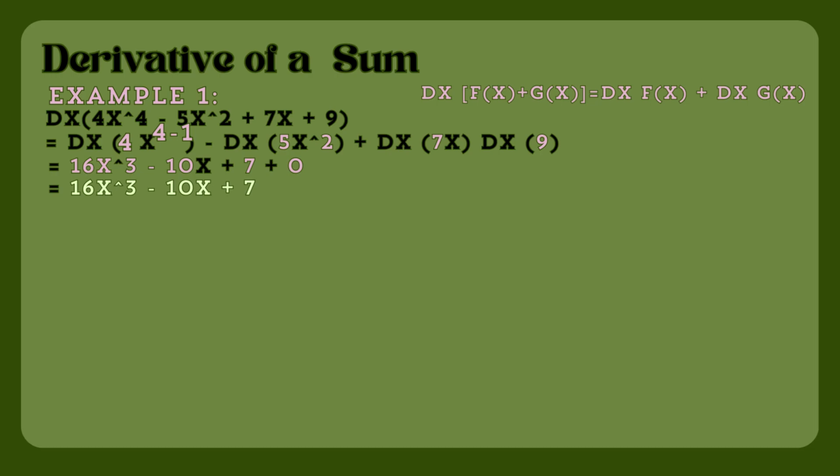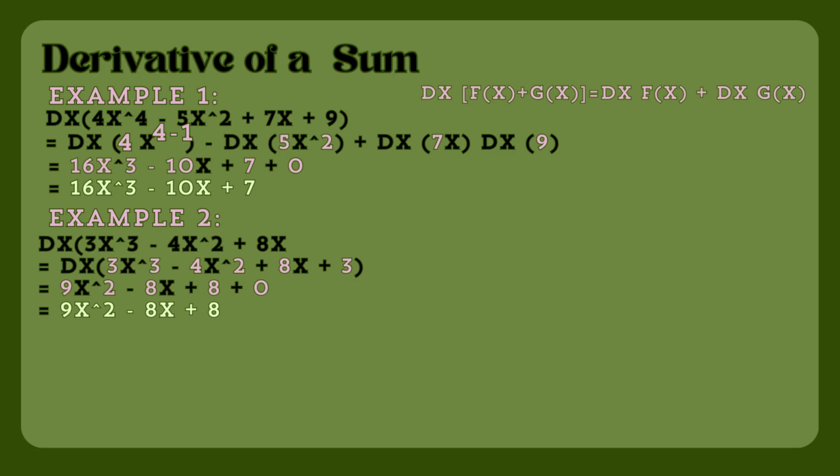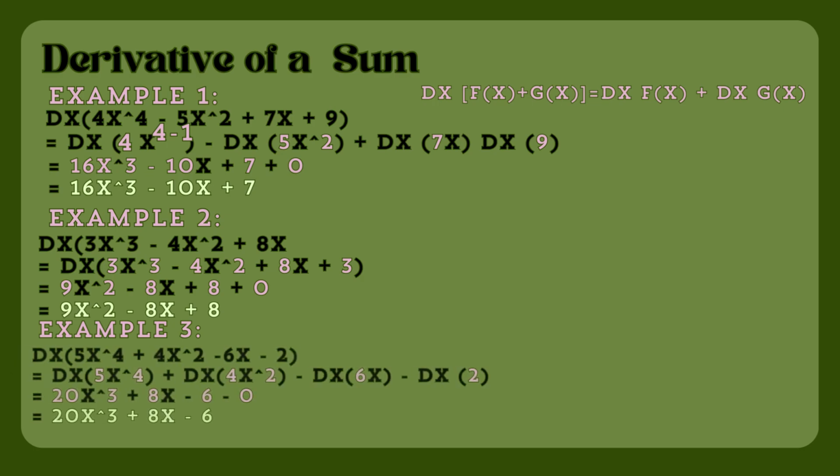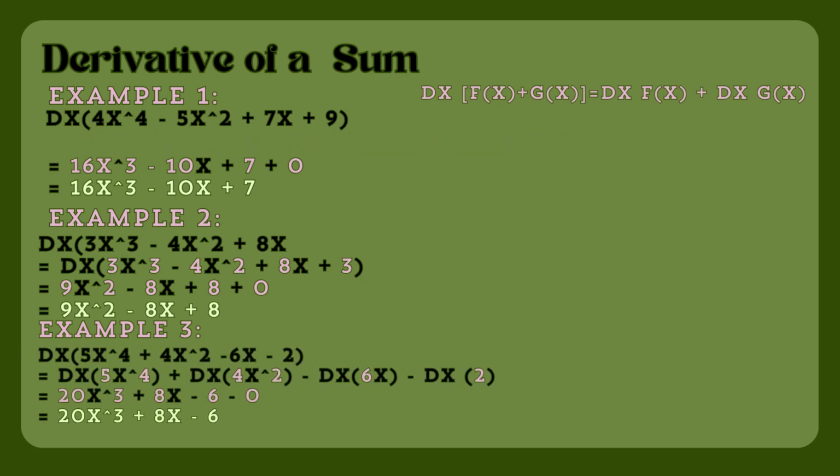Let's find the derivative of 3x raised to 3, negative 4x raised to 2, plus 8x and plus 3. Since we promised that we will provide 3 examples for each differentiation formula, here's the third example. Let's find the derivative of 5x raised to 4 plus 4x raised to 2, negative 6x, and negative 2.